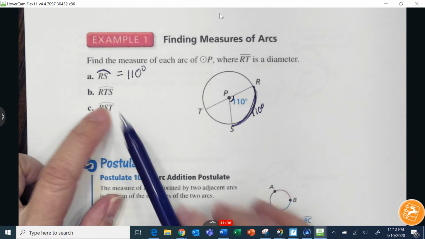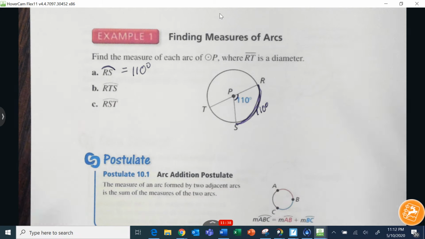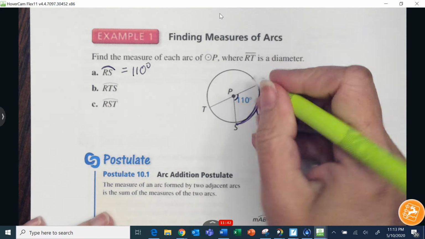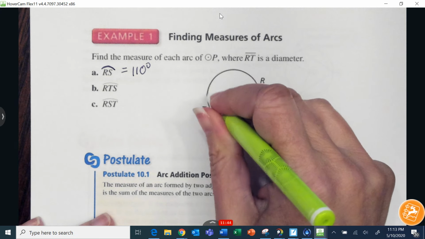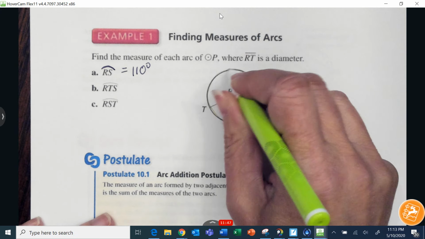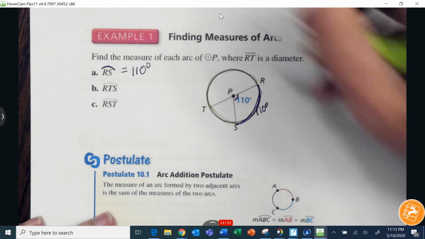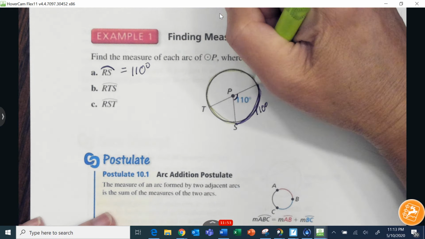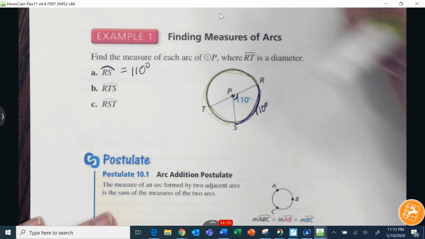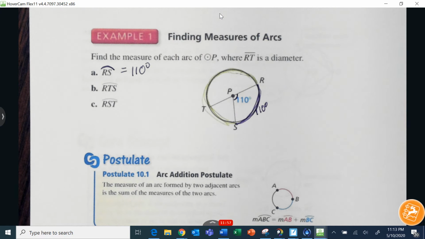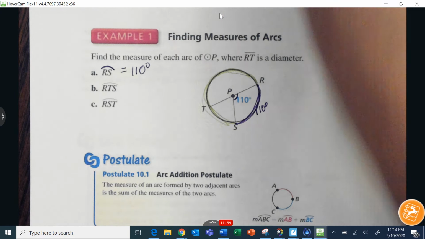Question B says RTS, and it's with 3 letters. So that is telling me that we are doing the major arc because it's using the 3 letters. It goes from R through T to S, so we're going the other direction around the circle. It's not really showing up. I have a really light green color. Make it messy. Kind of shows up. Okay, so from R to T to S, I'll just use a different color.